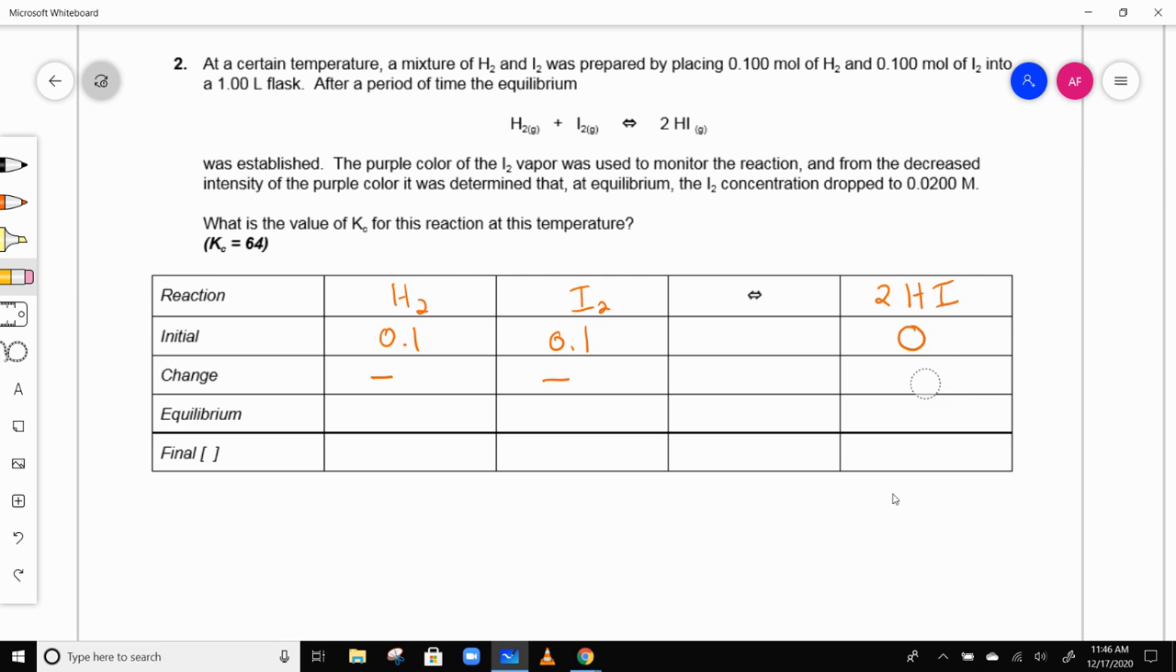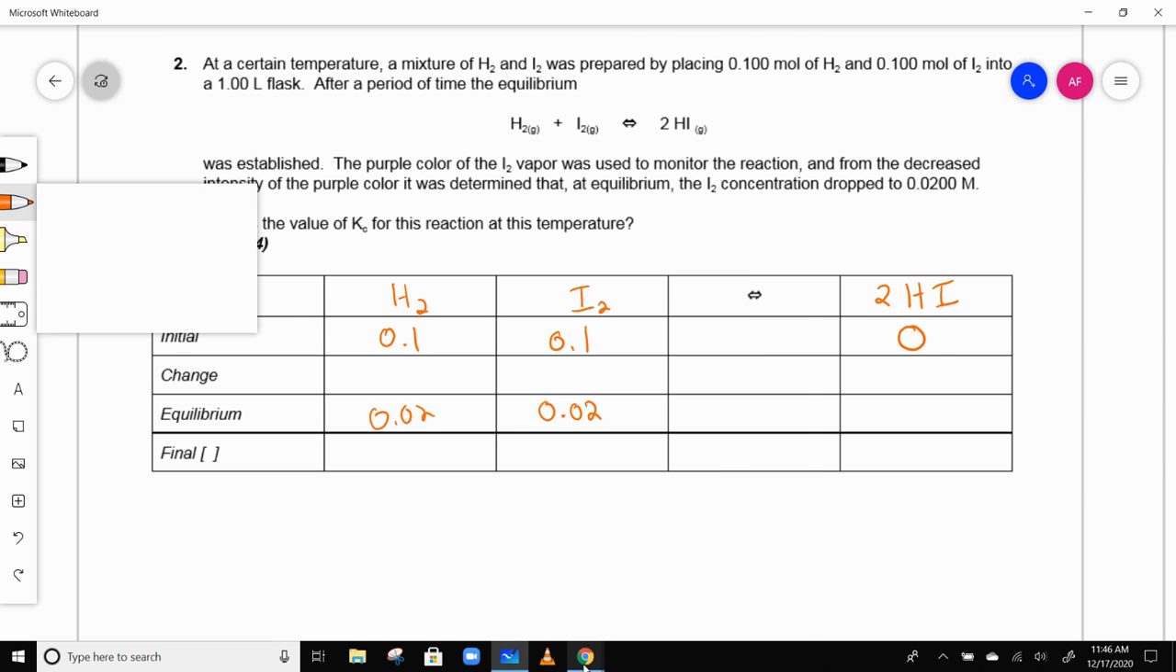Okay, so I'm sorry. Here we're told that at equilibrium, the I2 concentration dropped to 0.02. So that means that these two are 0.02. They're going to both be the same, right? 0.02, 0.02.